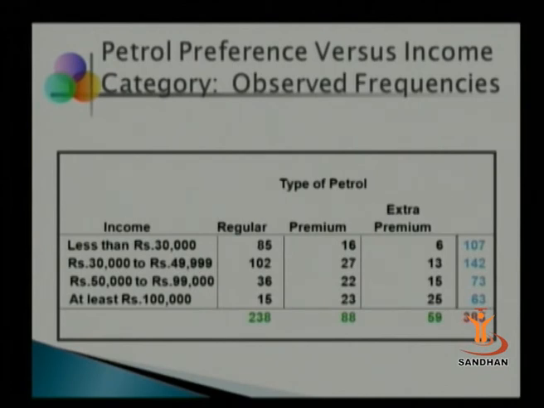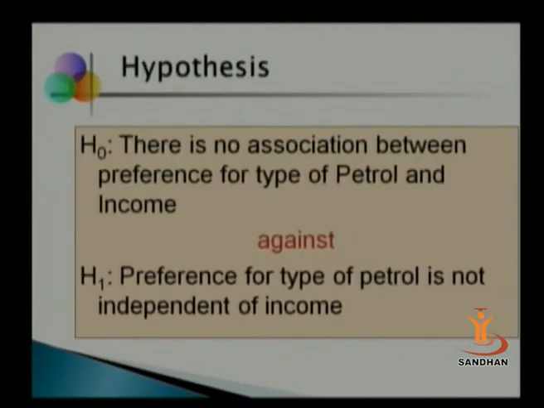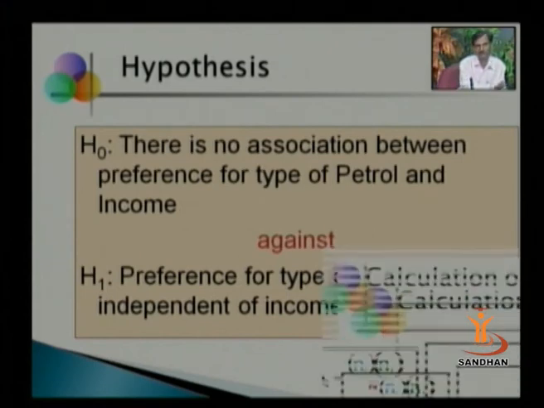That means whether they are associated or not. So the same type of hypothesis can be framed: H0, there is no association between preference for type of petrol and income, against H1, preference for type of petrol is not independent of income. So null hypothesis against the alternative hypothesis.